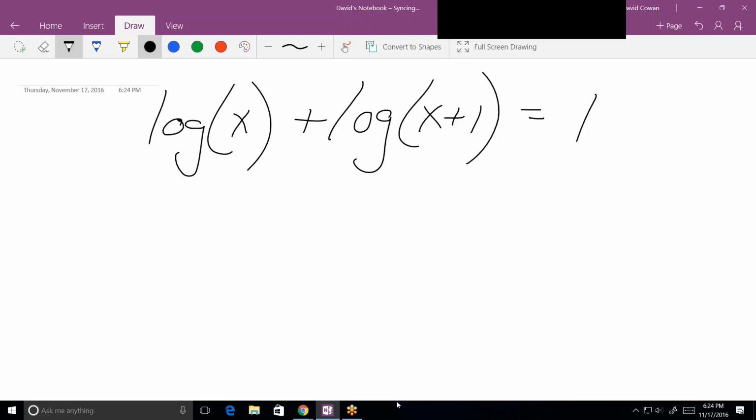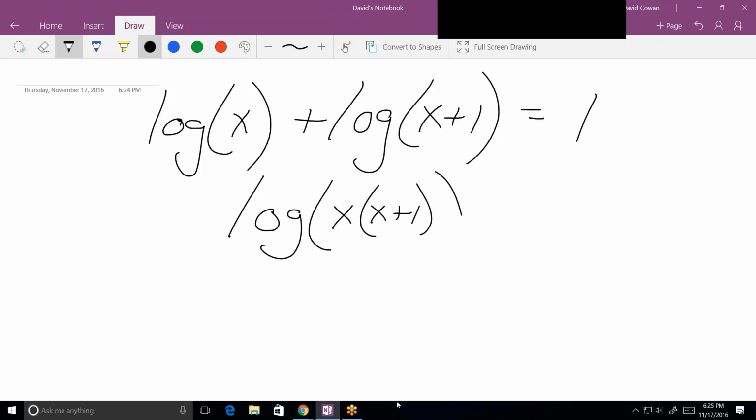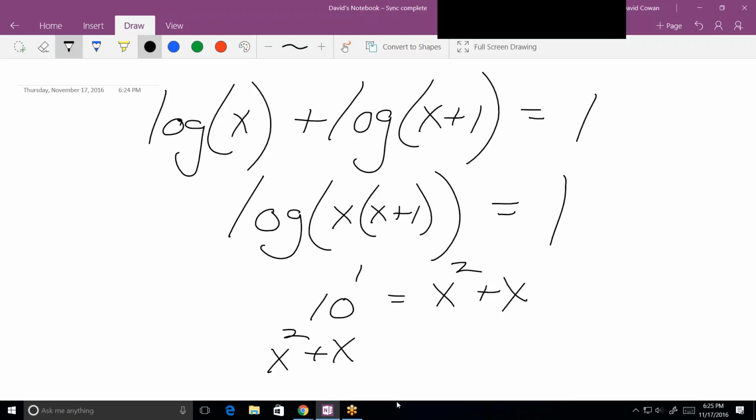Now, if I put these two together, which is the way to solve this, make sure you understand what I'm doing here. Now, that's common log, so it's 10 to the 1 power equals x squared plus x, which means x squared plus x minus 10 is equal to 0. That's going to produce two solutions, right? I can't factor it, but I can guarantee you that if I plug that into the quadratic formula, I get a plus and a minus solution.